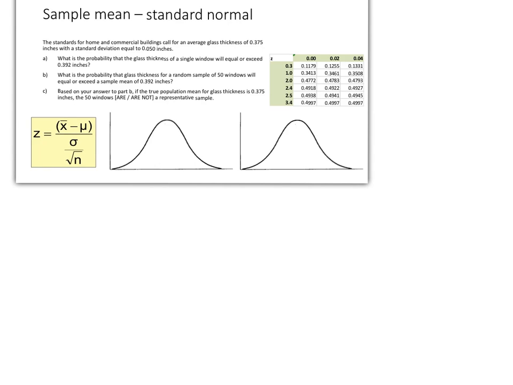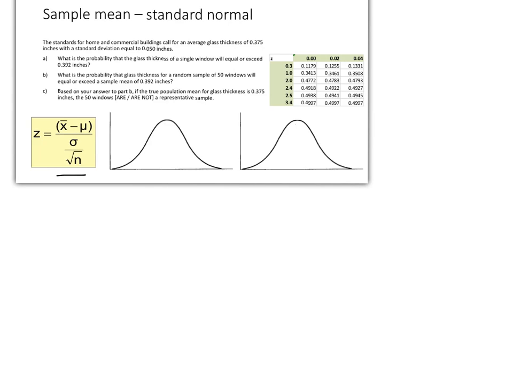And in the first part, part A, it says what is the probability that the glass thickness of a single window will equal or exceed 0.392 inches. Okay, so for part A that's a sample of 1. So we will still use this equation here, but the sample of 1 will just basically be dividing by sigma, which is our population formula. So we'll just apply that here in both cases for parts A and B.